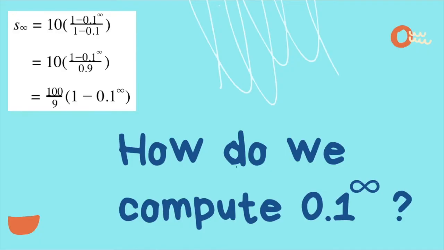Hold up, we now have a problem. How do we find 0.1 to the power of infinity? Surely, we can't keep multiplying 0.1 by itself because we'd have to do it an infinite number of times.